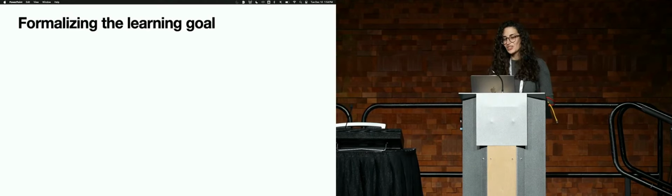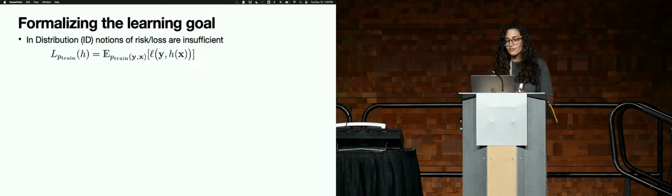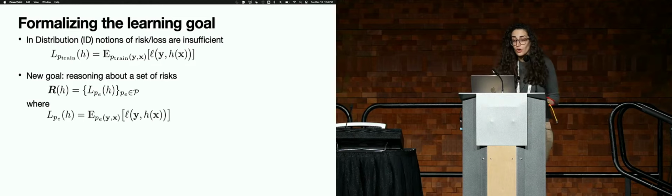So now that we have a definition of the set of permissible sets, we can start formalizing our learning goal. By learning goal here, I mean what kind of risk or loss we should be trying to minimize. The first, relatively obvious thing is that in-distribution notions of risk are insufficient. By that, I mean these are notions of loss or risk that minimize some average or expectation over the observed training data. Obviously, these will do well on the training data, but it's unclear why they would do well out of distribution. So our new goal is that we need to reason about a set of risks, and that's the bold R. The set is all the losses that correspond to all the distributions that exist in our coupling.